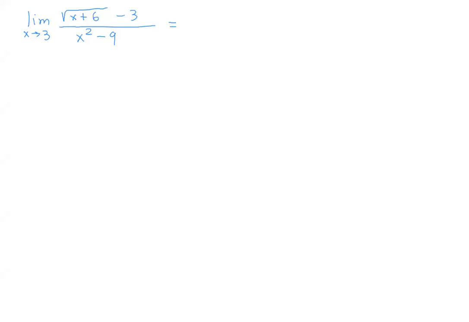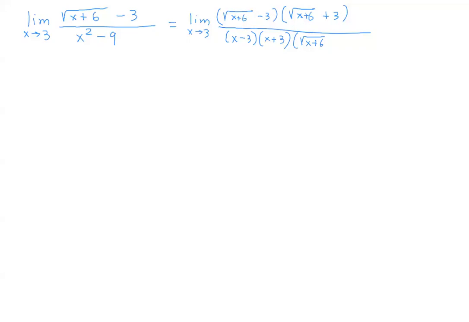We will multiply and divide by the conjugate quantity, because the moment we try to plug in, we get 0 over 0. So we will have square root of x plus 6 minus 3 times square root of x plus 6 plus 3. Remember that you need to do this on the numerator, but on the denominator also factor out x minus 3, because that's what is responsible for the 0 on the denominator. You can do a synthetic division. And then multiply by square root of x plus 6 plus 3.